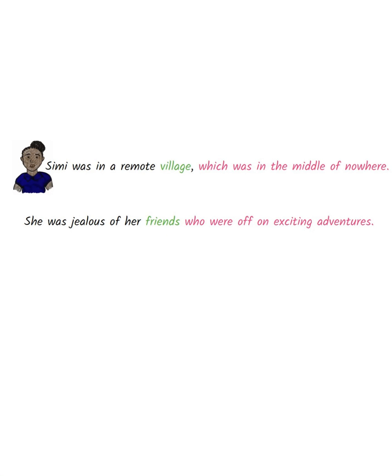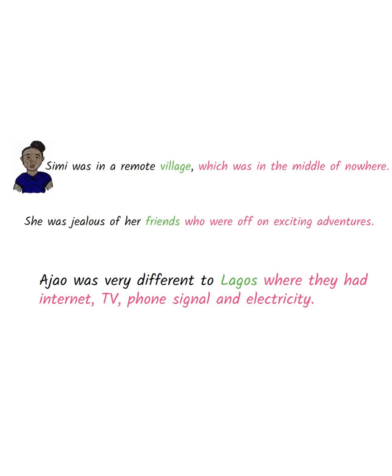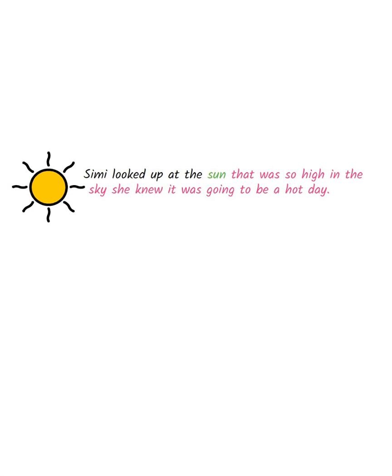She was jealous of her friends who were off on exciting adventures. Ajeyo was very different to Lagos, where they had internet, TV, phone signal and electricity. Simi looked up at the sun that was so high in the sky she knew it was going to be a hot day.